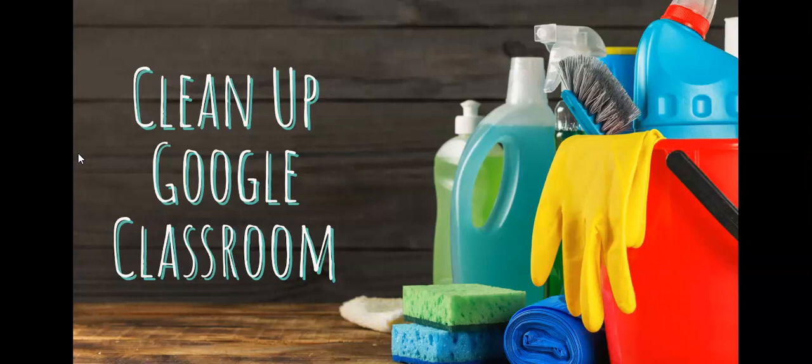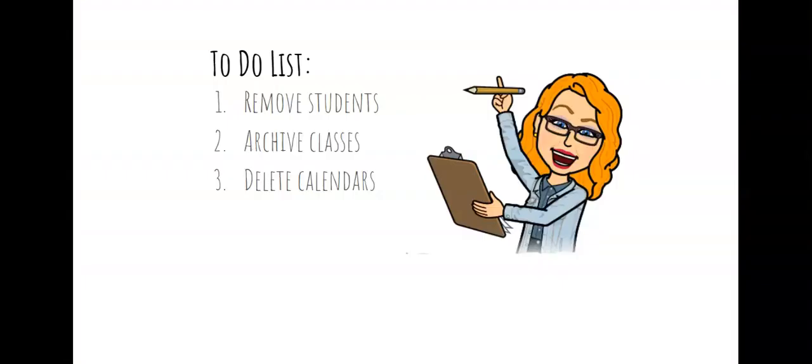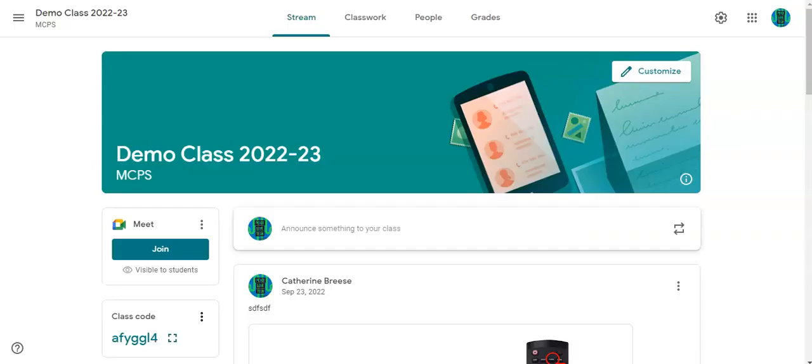Here are 3 very important things that you need to do in Google Classroom at the end of the year. In order for you to stay organized and make sure your classroom is secure and not cluttering up a student's desktop next year, it's important to remove students, archive classes, and delete the associated calendar. Near the end of this video, I'll show you a great tip some teachers are using to make future planning easier. Let's start by removing students.